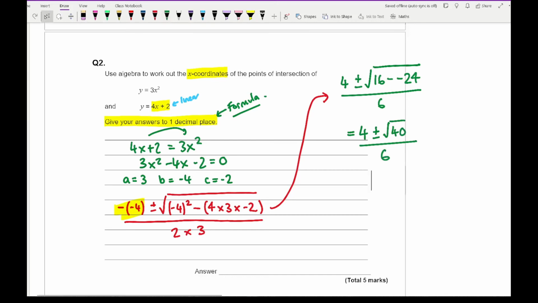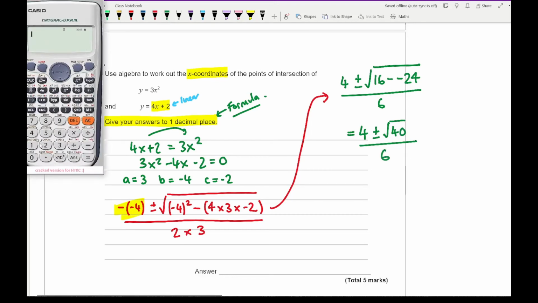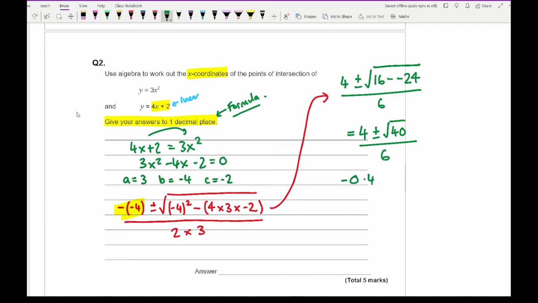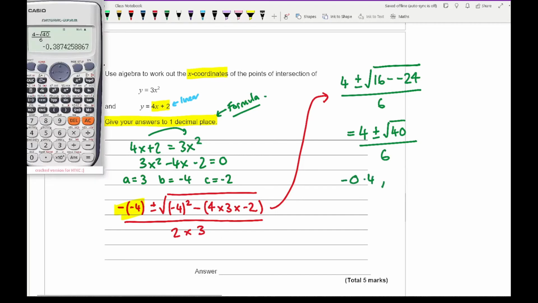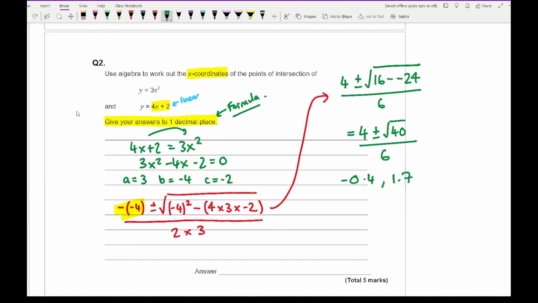So from this, what I then need to do is set up my calculator and just enter the two numbers in. So let's go for minus first. So 4 minus square root of 40 divided by 6, press equals, press the SD button, and I get an answer to one decimal place of minus 0.4. And then to work out the second answer, you can either type it all again, or you can just delete the minus and put a plus, and then press the SD button. I get 1.7. So my two answers then are minus 0.4 and 1.7, and they've been rounded to one decimal place.